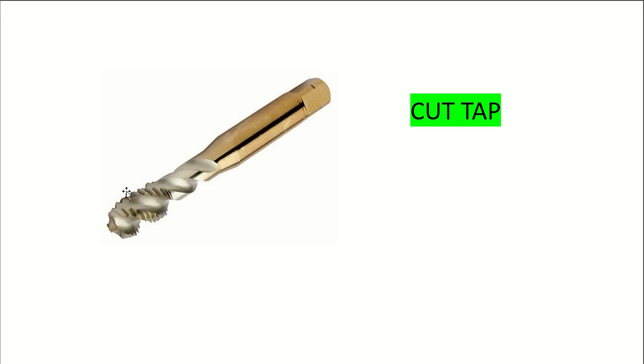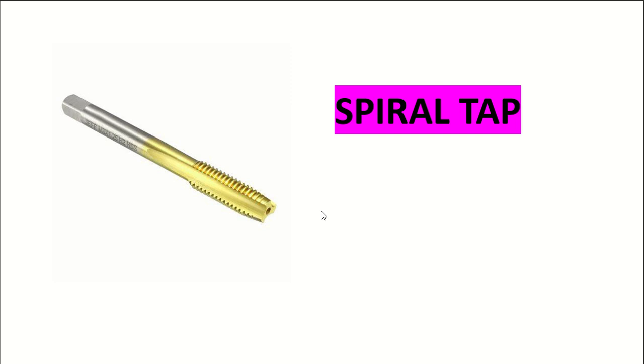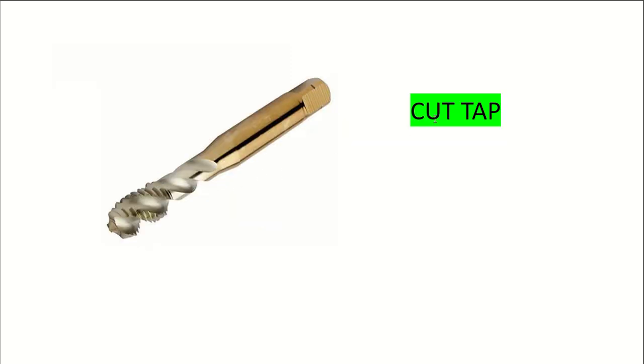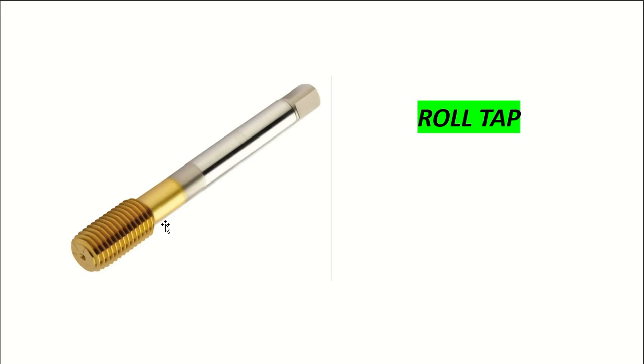teeth are continuously there. This is a spiral tap. This is a cut tap. What is the difference between the two? When we are using a spiral tap, the chip comes out continuously outside. When we are using a cut tap, the chip will be broken inside the hole automatically. Okay. Next, roll tap. Roll tap, this function is completely different from these two.